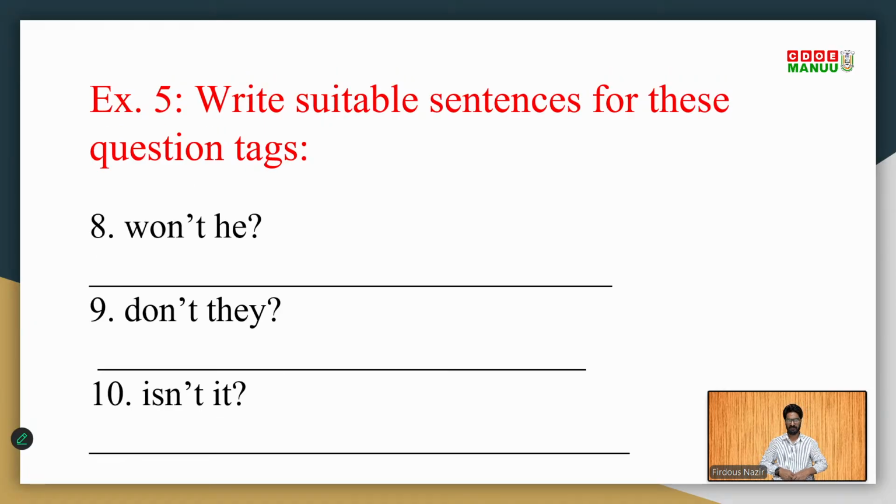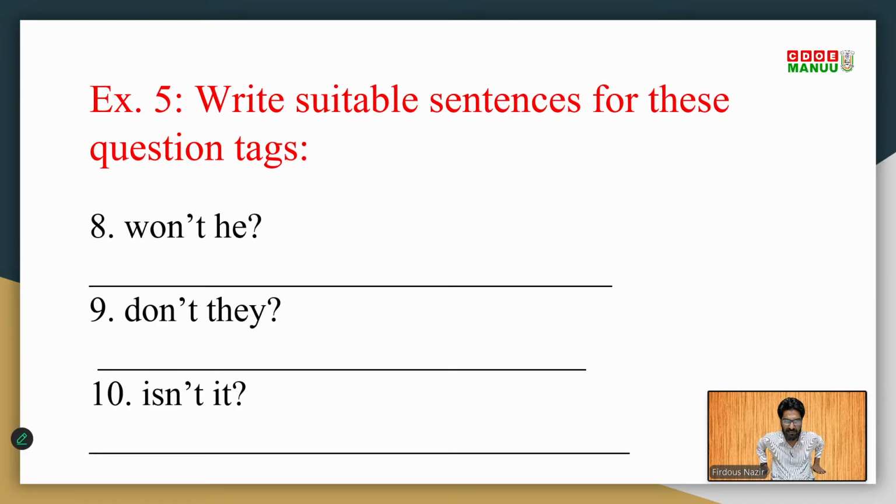Then we have won't he. Again, we have to use he and will in a positive statement, and then this question tag will align with that. He will meet me, won't he? He will go to Mumbai, won't he? He will eat breakfast, won't he? He will write exams, won't he? All right? Yes, this is how we make sentences for this question tag.